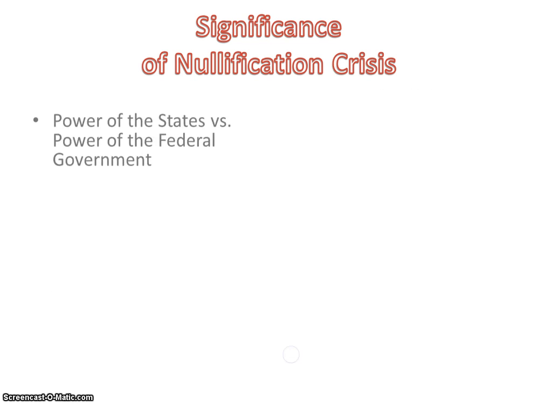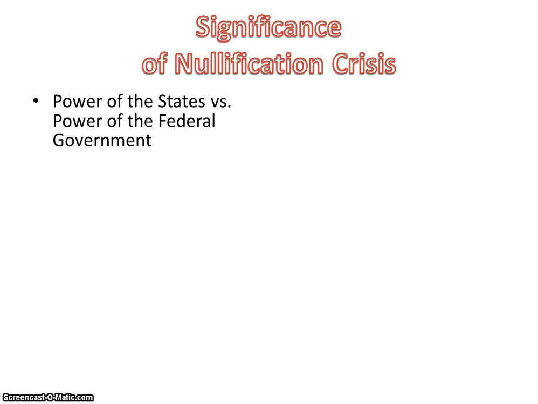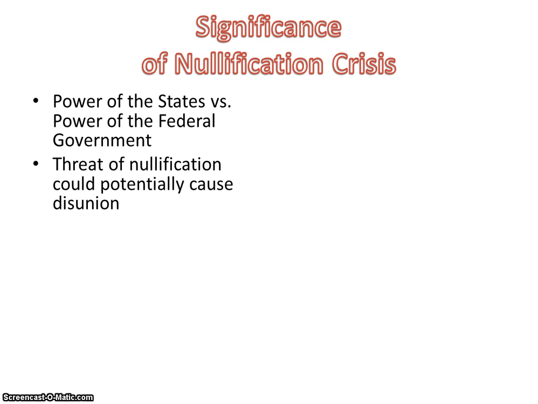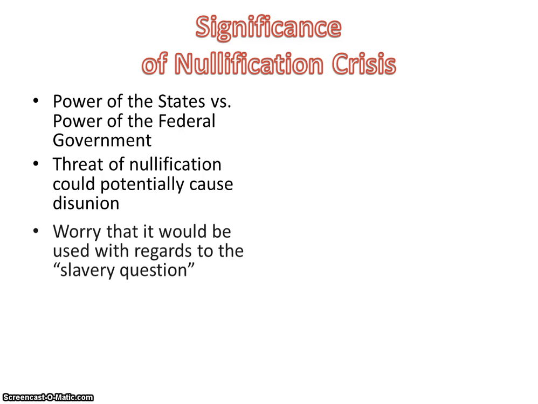So, what is the significance of this crisis? One, the power of the states versus the federal government is still a major issue. The threat of nullification could potentially cause disunion, and in fact, the federal government was prepared to send troops into South Carolina to force them to comply. So you can see the brink of war already.